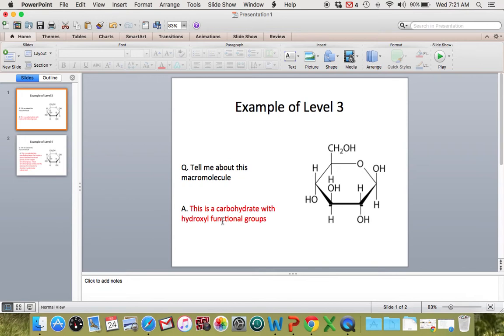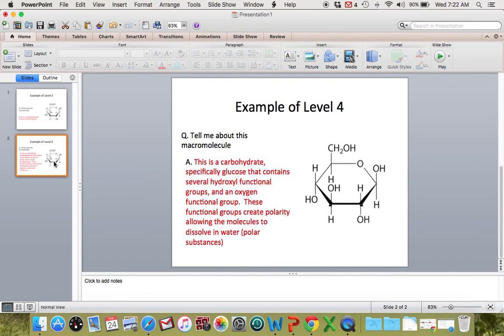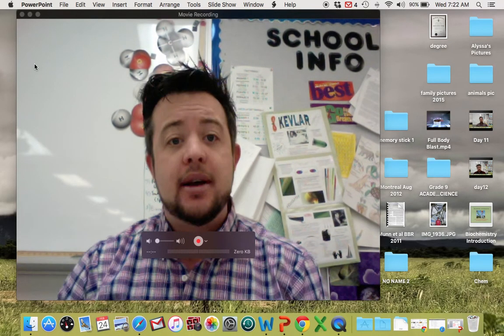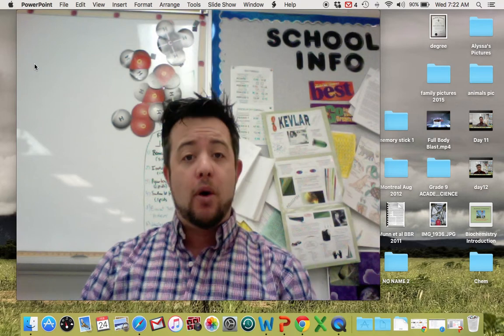But if you want to get to that level 4, you have to be an exceptionally bright student. And this is what I mean by a level 4 answer. This is a carbohydrate. Specifically, it's glucose that contains several hydroxyl functional groups. And I would probably circle the hydroxyl functional groups, and an oxygenal functional group. And here's my oxygen functional group. These functional groups create polarity, allowing the molecules to dissolve in water, a polar substance. Now, I know this is a pretty in-depth explanation, but this is what I expect out of an elite level biology student, one of the best biology students in the province, and that's what you are when you get a level 4.